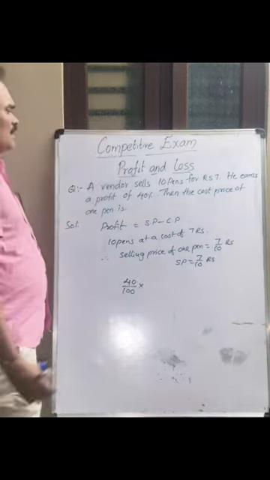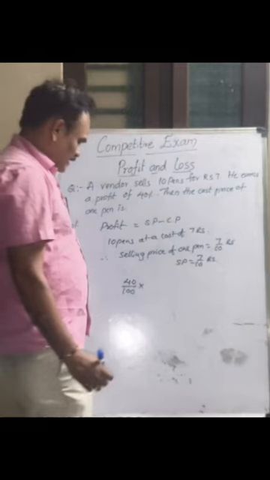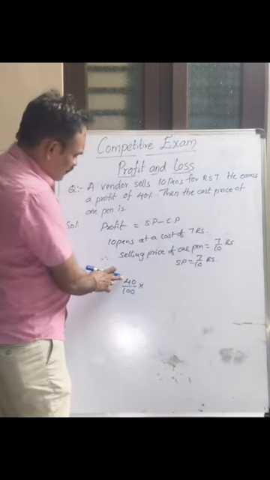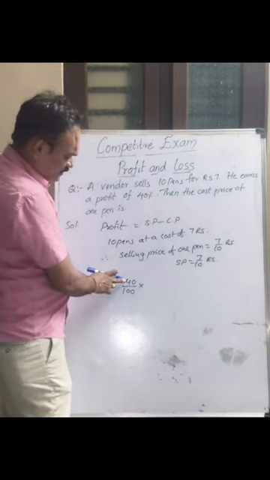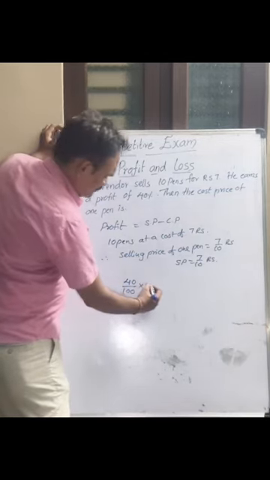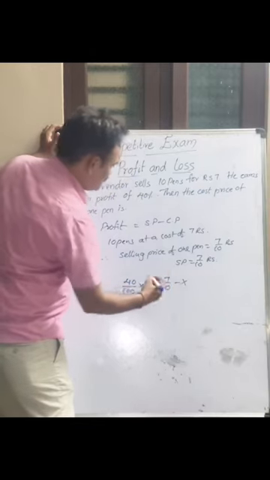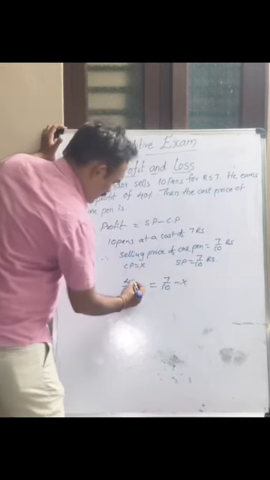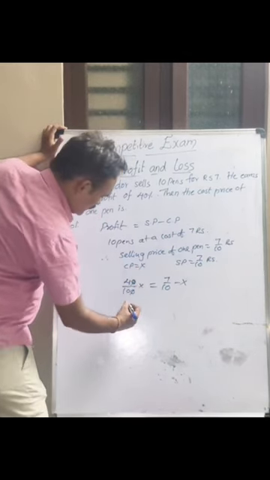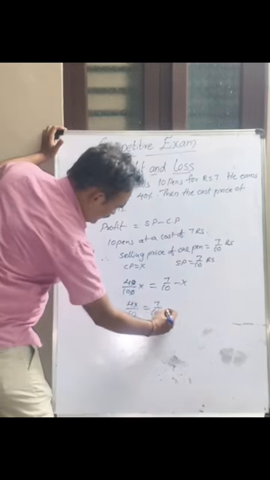We don't know the cost price of an article, so let us assume the cost price of an article equals X rupees. Therefore, he earns a profit of 40% on the cost price. That is nothing but 40 by 100 into X. That equals the selling price, 7 by 10, minus the cost price, which is X. So 4x by 10 equals 7 by 10 minus x.